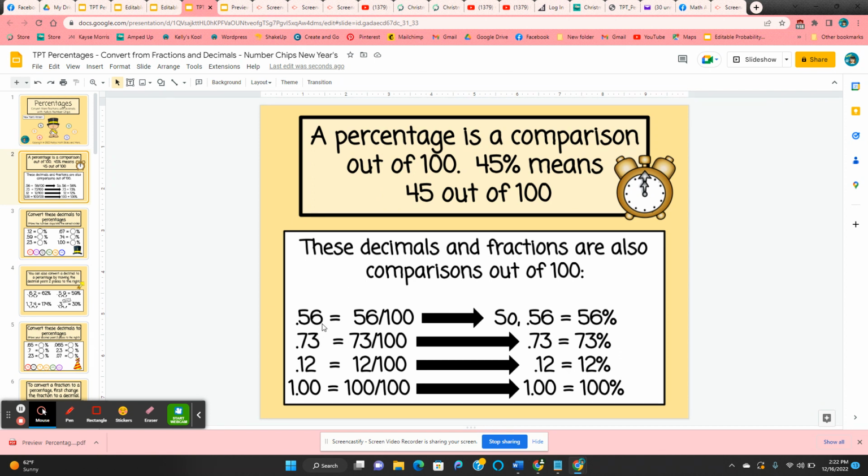If the decimal is 56 hundredths, then we write it as a fraction, 56 hundredths, which means that it's 56% because it's a comparison out of 100. So 73 hundredths would be 73%, 12 hundredths would be 12%, and one whole would be 100 out of 100 or 100%.